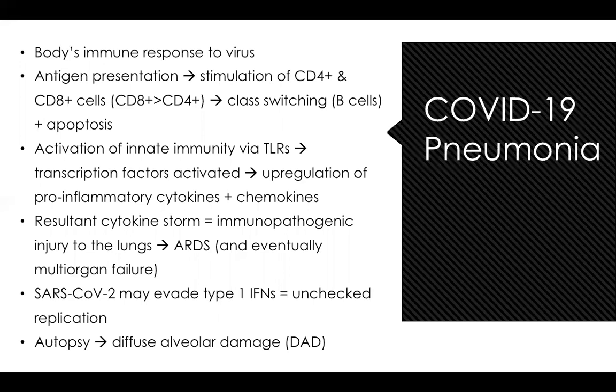And by further activating more immune cells, there's even more pro-inflammatory cytokines. So it results in this kind of positive feedback loop, which results in eventual immunopathogenic injury to your lungs, which is basically your body starting to damage itself. Your own immune cells start damaging your lung tissue.